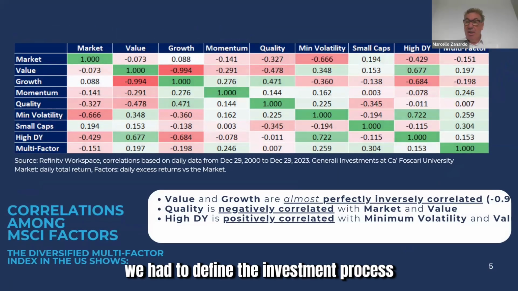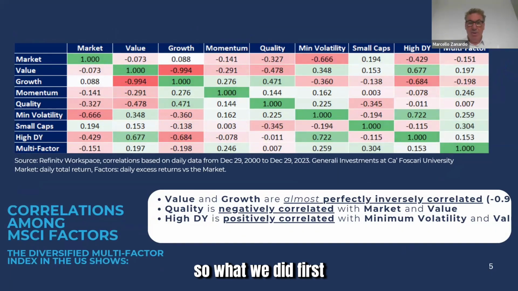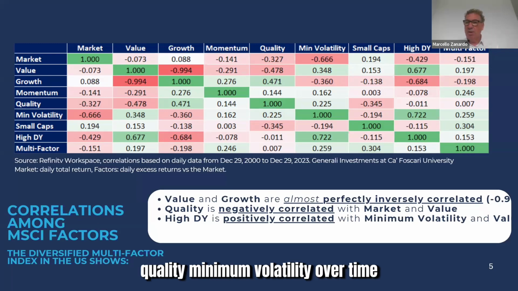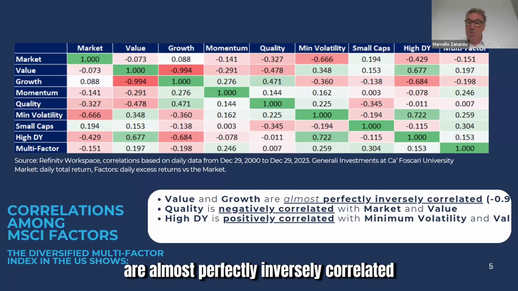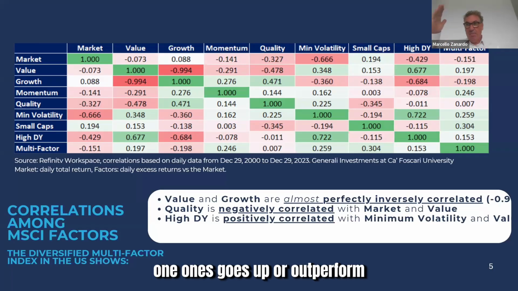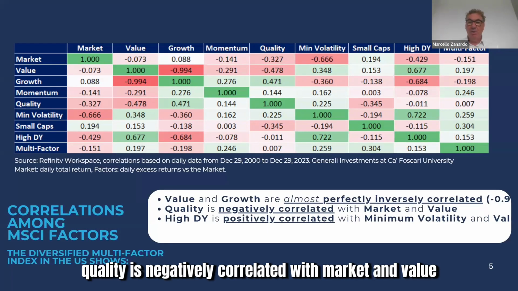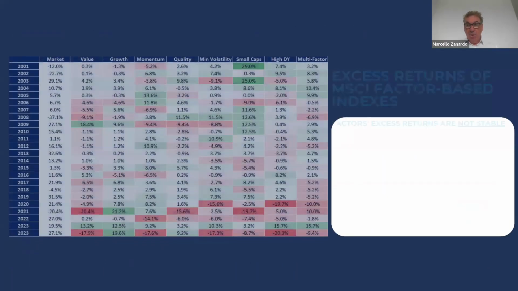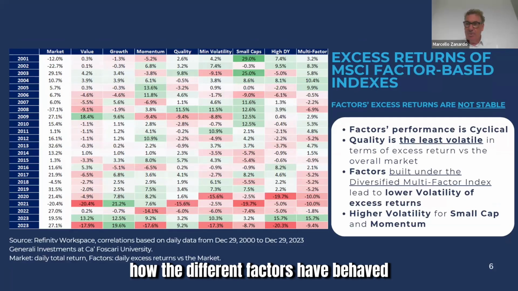We had to define the investment process. So what we did first, together with the help of some top financial firms, we looked at the market on different factors like value, growth, momentum, quality, minimum volatility over time. Some factors like value and growth are almost perfectly inversely correlated. One goes up or outperforms, the other tends to underperform. Quality is negatively correlated with market and value. High dividend yield is positively correlated with minimum volatility and others. So we looked over time how the different factors have behaved.